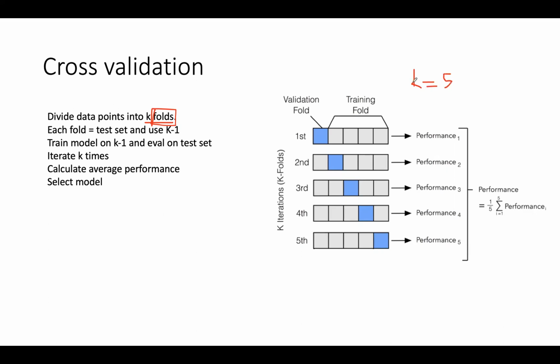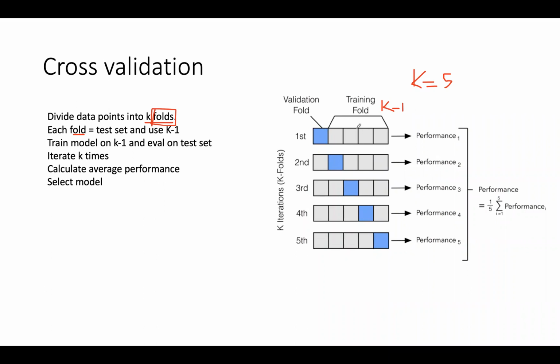The second thing is that each of these folds, we consider as a test set and use the k-1 folds as the training set. So in this case, we have 1, 2, 3, 4, 5. For the training set, this would be k-1, and k here is 5. So 5 minus 1, these 4 partitions or folds will be used for training. And then the blue shaded region here will be used as our test set.